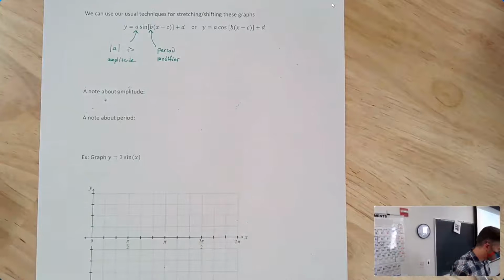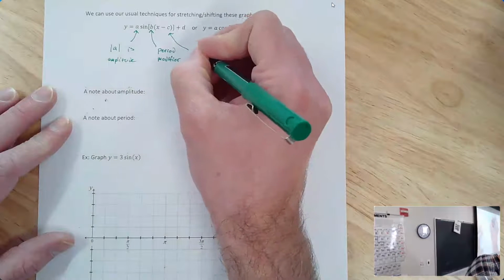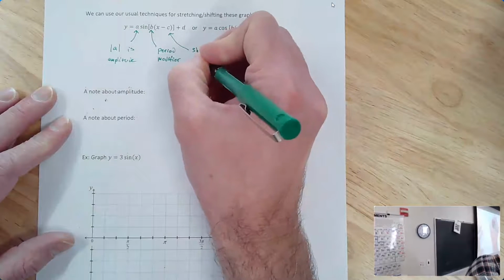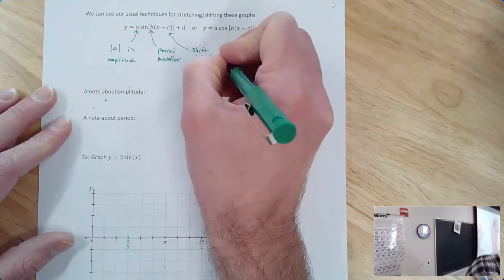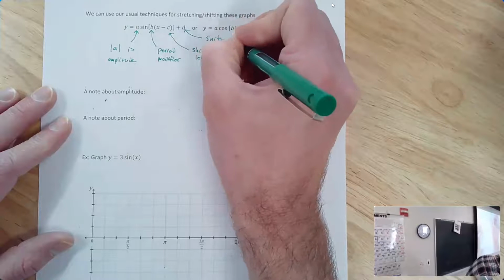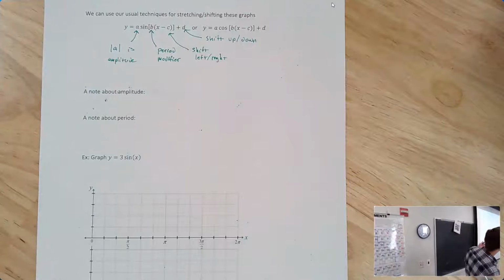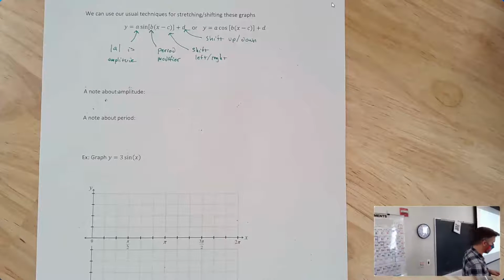And then we have our usual easier things to think about. This value c here is just how much it shifts left or right. And adding d on the outside is how much it shifts up or down. All the usual kind of shiftiness, right? Not that the functions are shifty, but you know what I mean. So if d is positive, you shift it up. If d is negative, you shift it down. If you have x minus a number, you shift it to the right. If you have x plus a number, you shift it to the left.